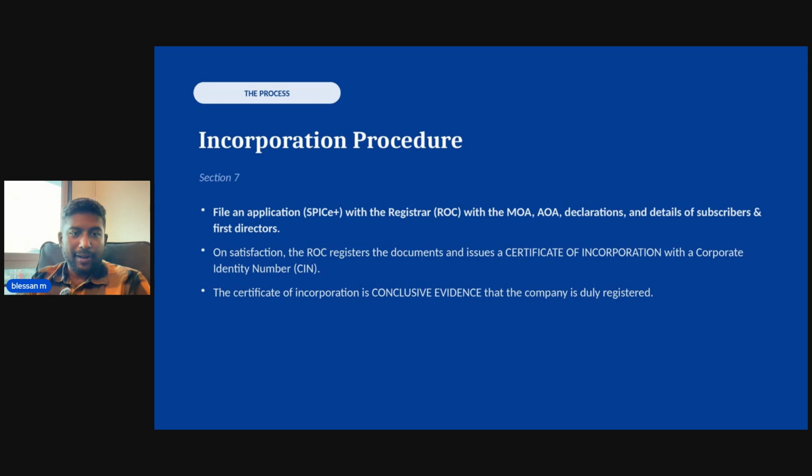Now, incorporation procedure. First you have to file an application with the registrar with the MOA, AOA, declaration, details of subscribers and first directors. So this is the incorporation procedure. You have to file an application with all these documents. On satisfaction, the ROC registers the documents and issues a certificate of incorporation. And this is the most important thing: the certificate of incorporation along with the corporate identification number is the conclusive evidence that the company is duly registered.